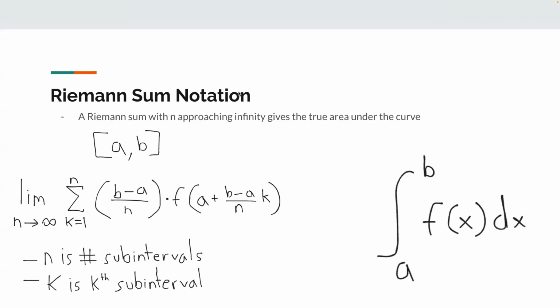Okay, so you all need to know Riemann sum notation. For a Riemann sum, as n approaches infinity, we get the true area under the curve, as the Riemann sum approximates better with the larger n value.